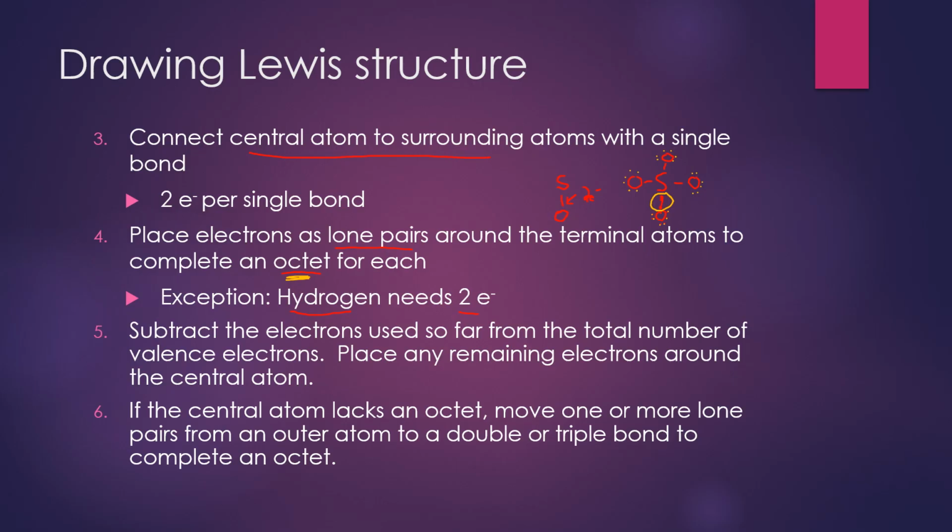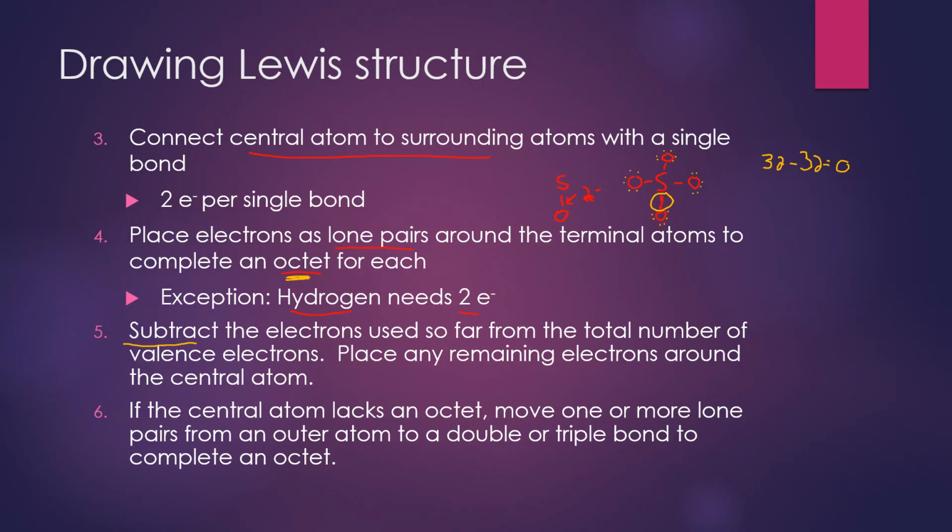So I've completed step 4. Now step 5 says subtract the electrons used so far from the total number. Okay, so let's count and see how many we've used. Remember, we had a total of 32 to start with. So I'm going to write 32 and I'm going to subtract how many we've used so far. So 2, 4, 6, 8, 10, 12, 14, 16, 18, 20, 22, 24, 26, 28, 30, 32. So I've used all 32. So that means I have no more electrons to add.